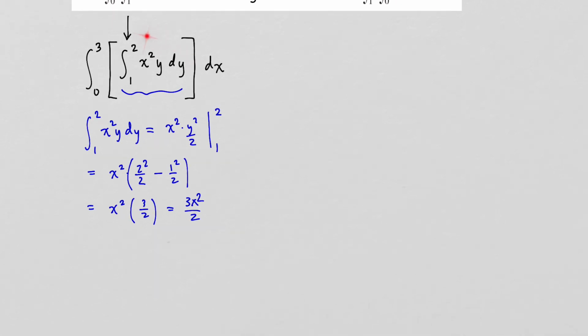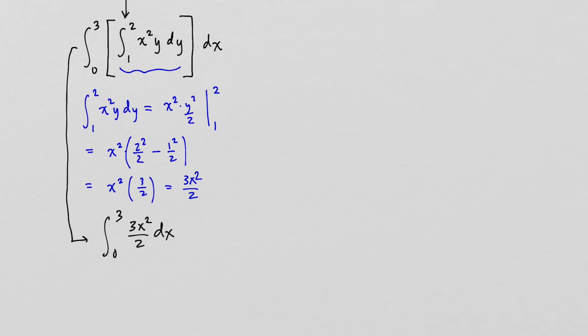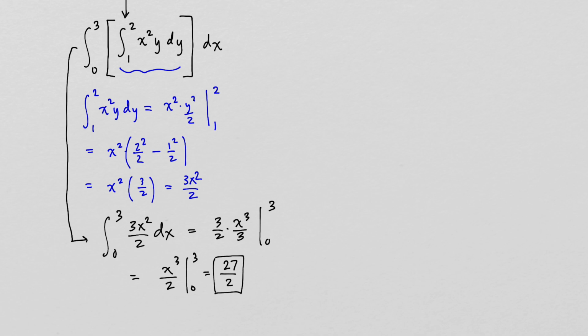So we now know that this equals 3x squared over 2. And it's important to note that we don't put plus c or anything like that. So now we're going to finish this integral by taking the integral from 0 to 3 of 3x squared over 2 dx. And to do this, we are simply going to integrate. So we have 3/2 times x cubed over 3 from 0 to 3. This is x cubed over 2 from 0 to 3. And when you plug in 3, you get 27 over 2. Plug in 0, you get 0. So the value here is 27 over 2.